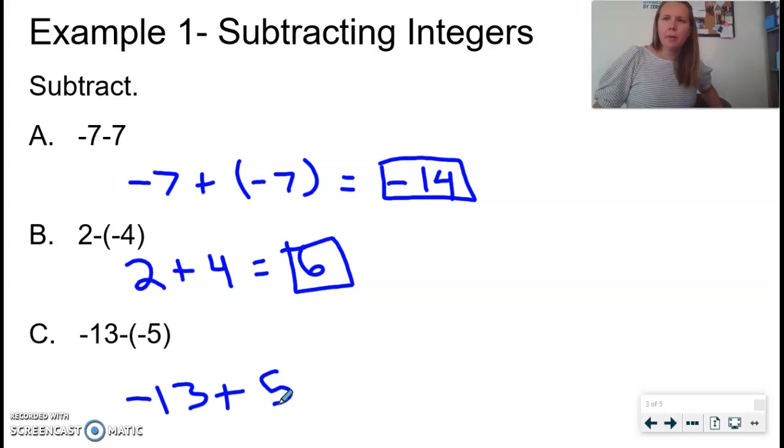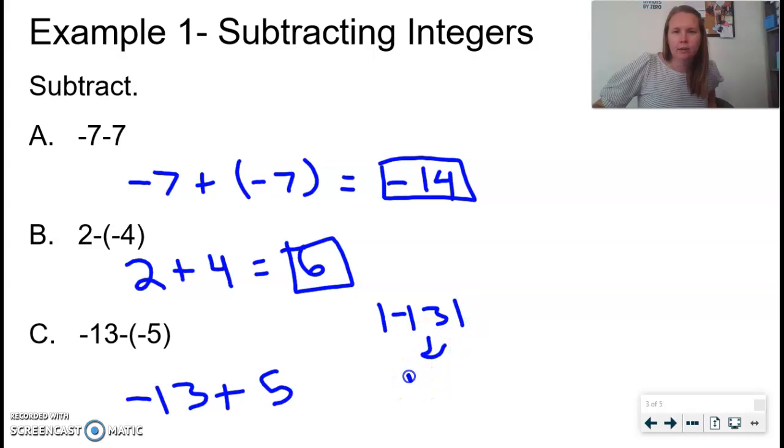This one gets the tricky part because when we use our adding integer rules then, I need to think of the absolute value of each number. So the absolute value of negative 13 is 13. Remember, anything negative just becomes positive. Anything positive stays positive. The absolute value of 5 is 5.